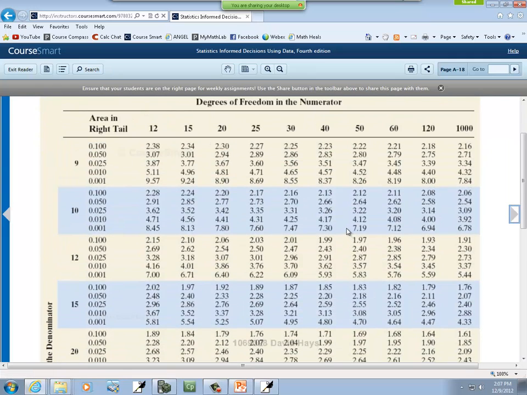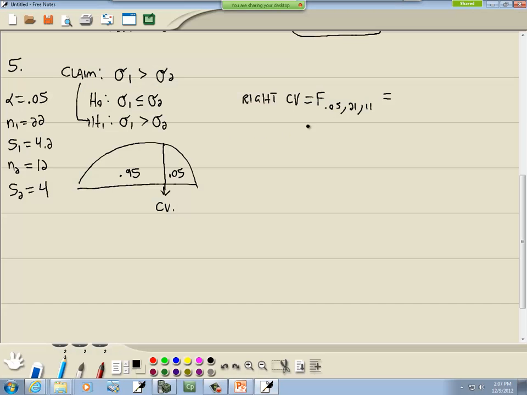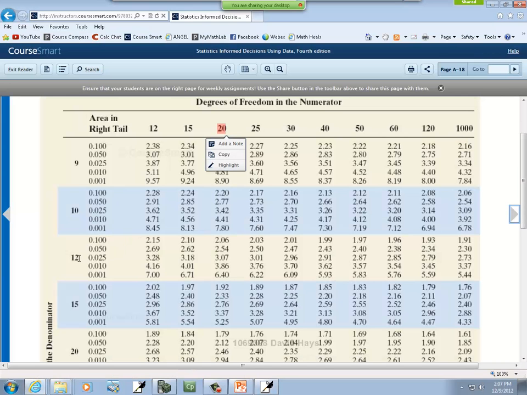It's going to be as good as it gets. 21 isn't in my list. Closest value is 20. So we'll come here. We're going to look there. And then we'll look at 11 for our denominator. Well, there is no 11.